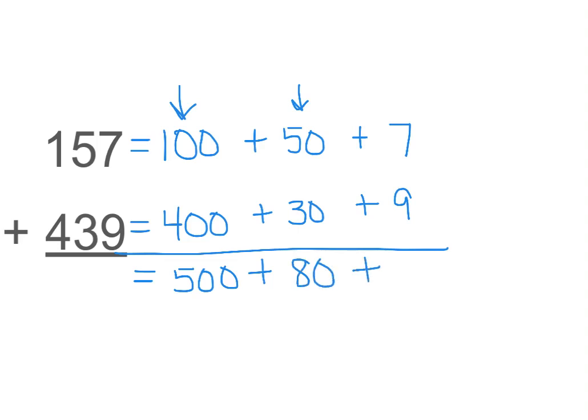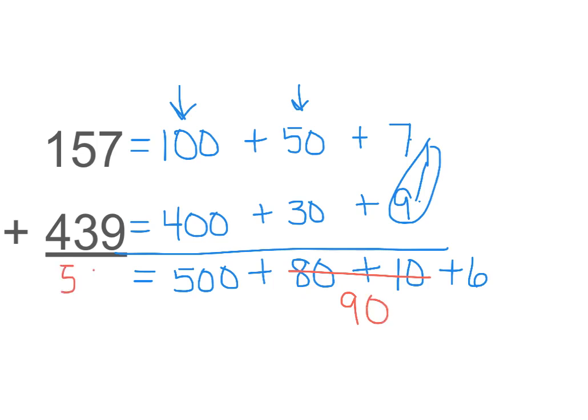Using the commutative property, I think 9 plus 7. And we're going to get 1 from the 7. So we're going to get 10 plus 6. Combine those like terms, which are your tens, and get 596. Great.